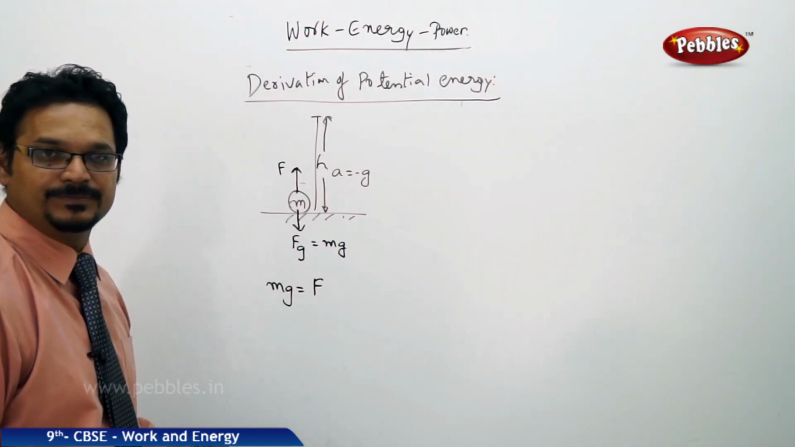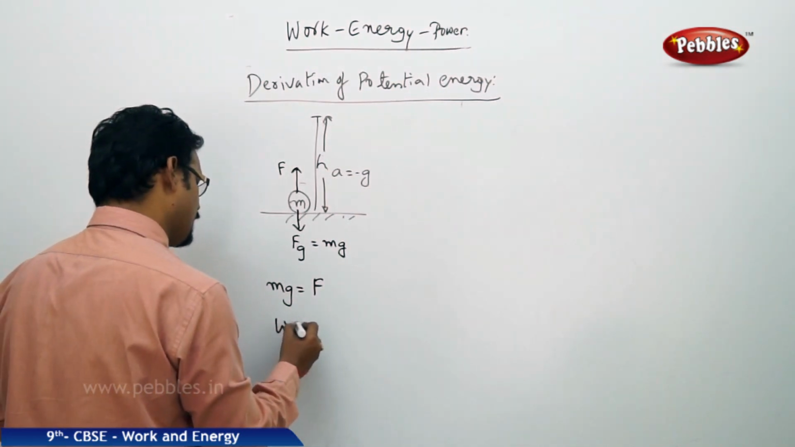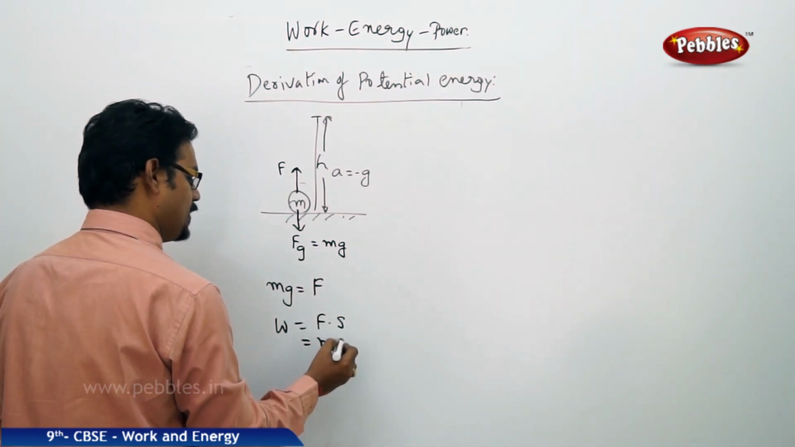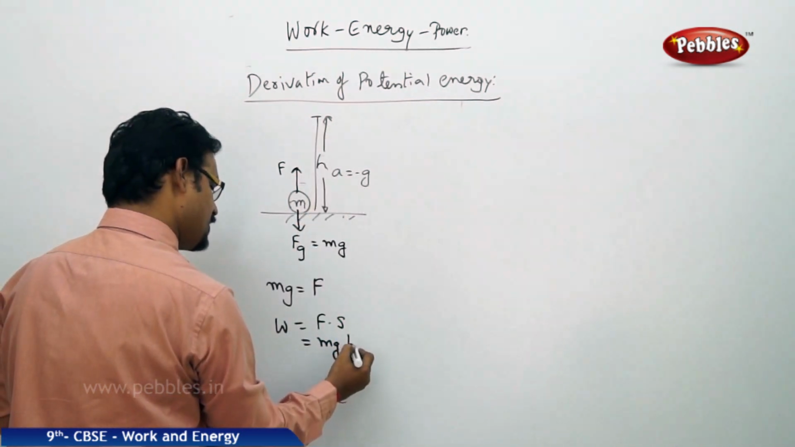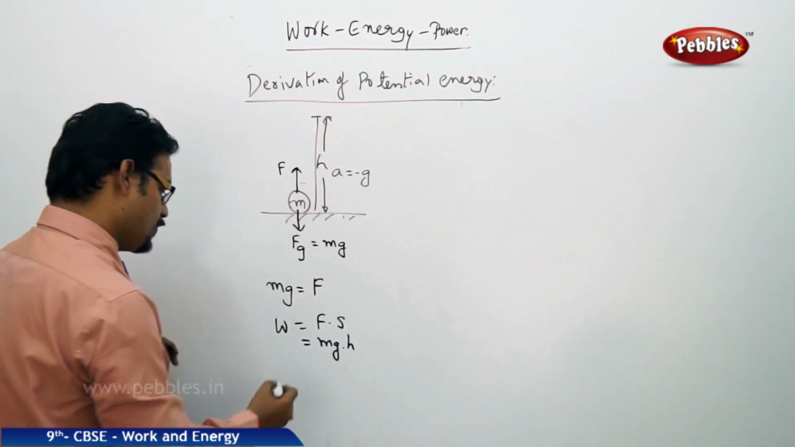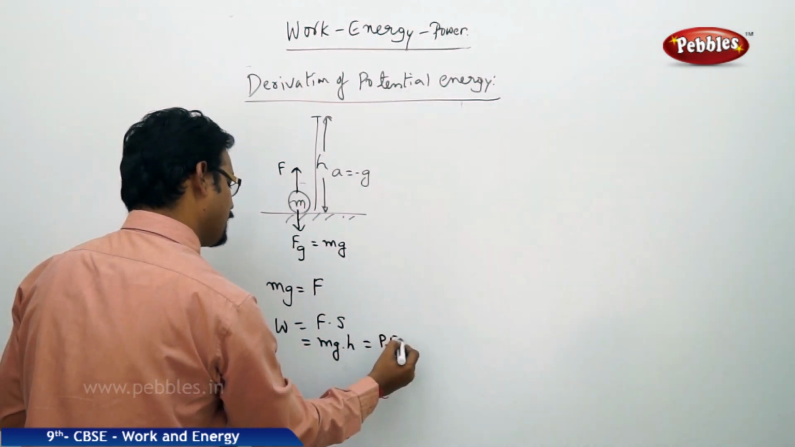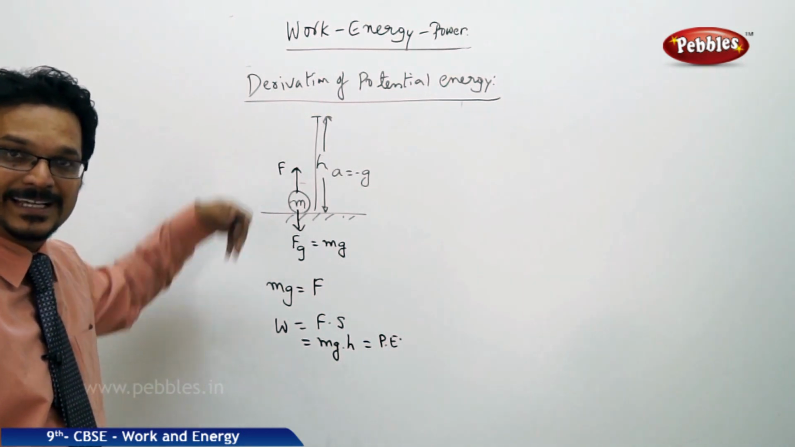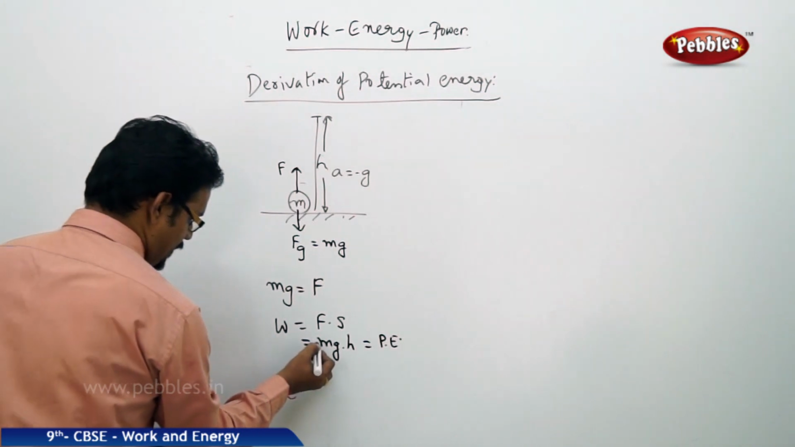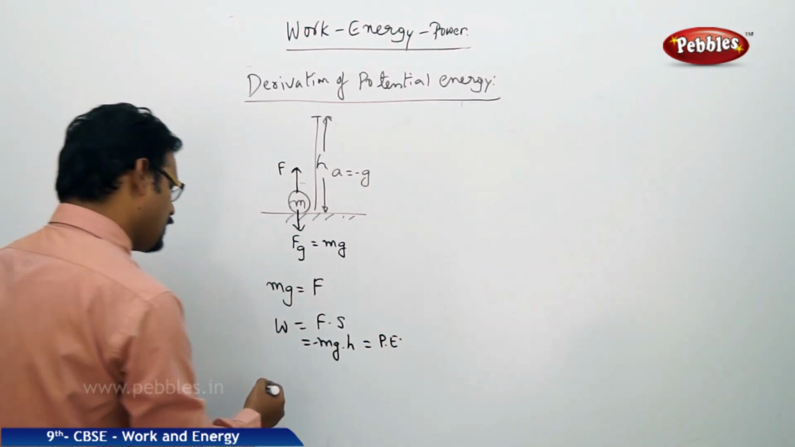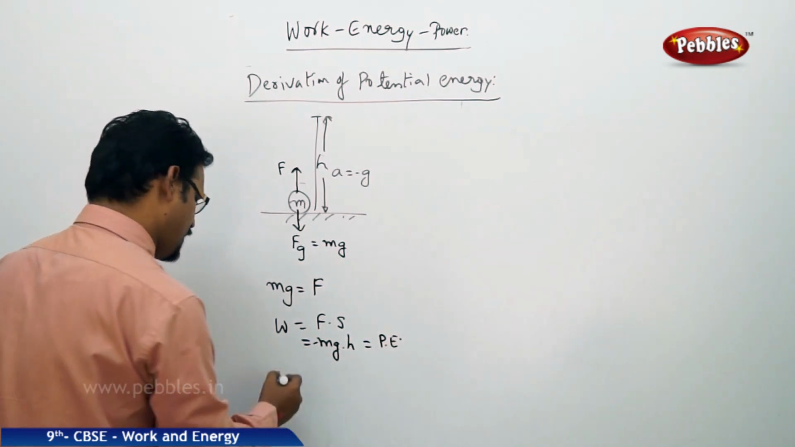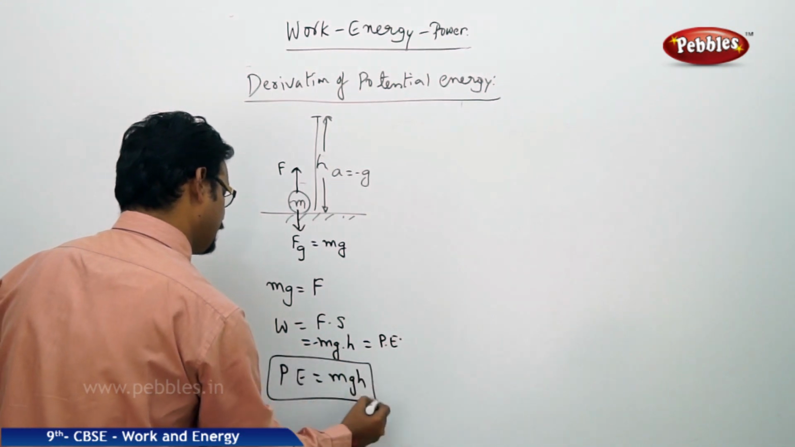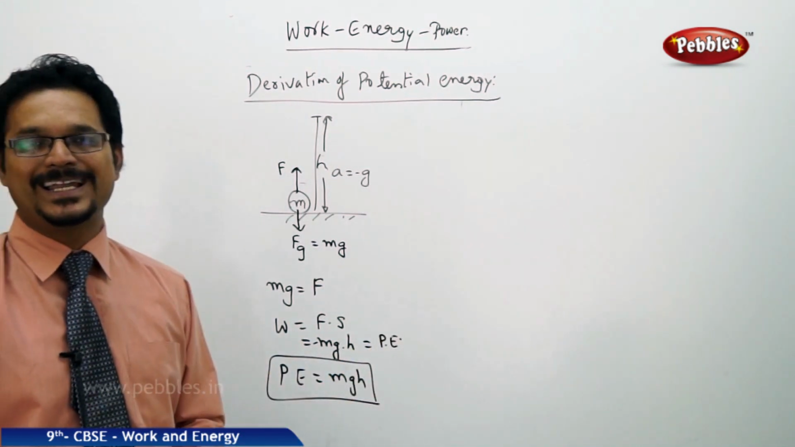F equals mg. Okay, the amount of work done, we know that W equals F into S. So the force F equals mg into S. S is the height, which is h. So this is nothing but potential energy. Of course, you need to take a negative sign because you are moving upward against the gravity. It is correct to mention the negative sign, but as potential energy is a scalar quantity, we can take only the magnitude, which is mgh. That's the formula for potential energy.